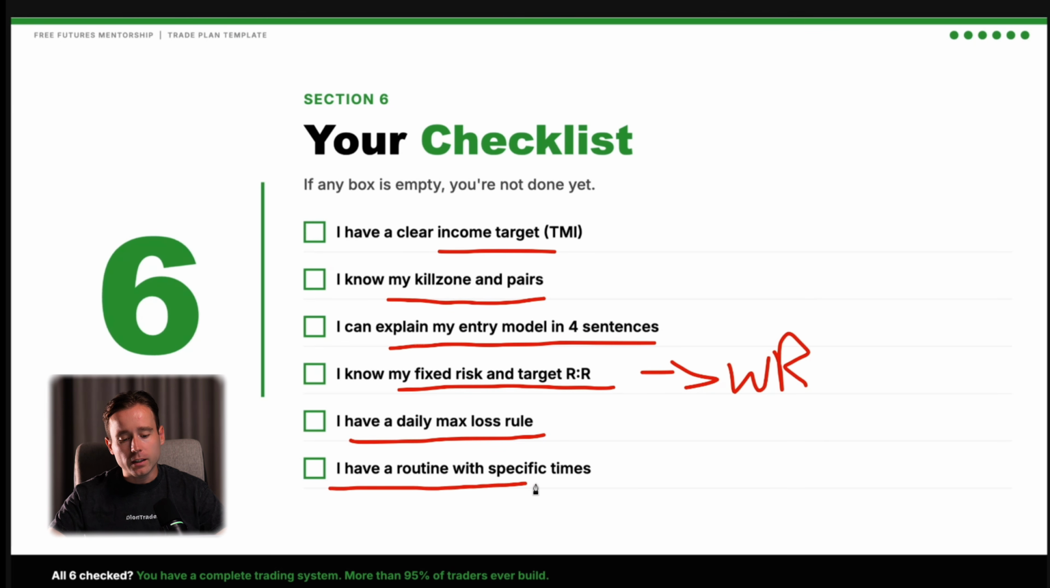And you have a routine with specific times. So every day is the same. Pre-market, you do some stuff, you go to the charts, take your trades. When you're done trading, you do a post-market analysis where you just review, reflect, and you know what to improve when the next trade day comes.